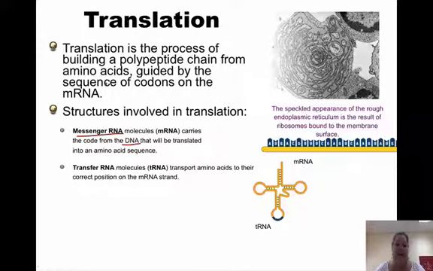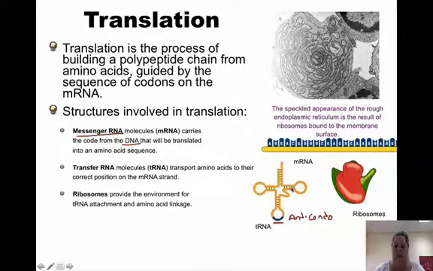Then we have the tRNA. This is the transfer RNA, and this is what they call the three-leaf clover shape. I don't think I'm going to have you draw this, but you'll need to be able to recognize it. The very bottom one is where the anticodon is, and up here is where the amino acid attaches. And this is the rRNA, the ribosome, and you have the big subunit and the small subunit.